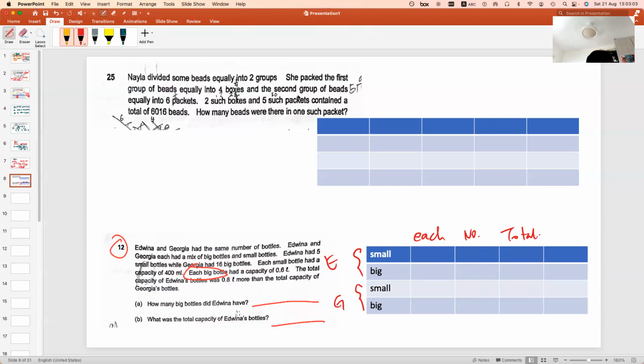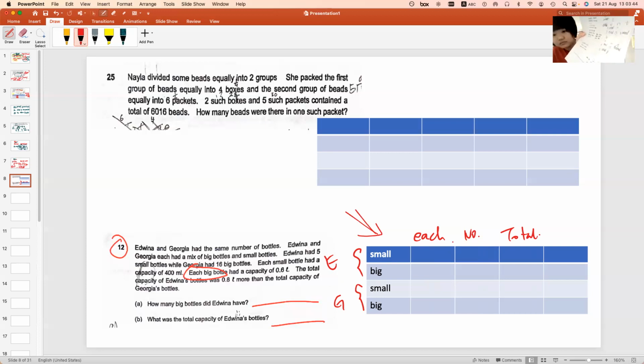Actually, I already showed you the structure of the table here. I already wrote it down on the table, but I don't know how to solve. You need to fill up the table like this table. If you manage to fill up the table, then you should be able to solve it. I filled up the table, but I don't know how to solve.